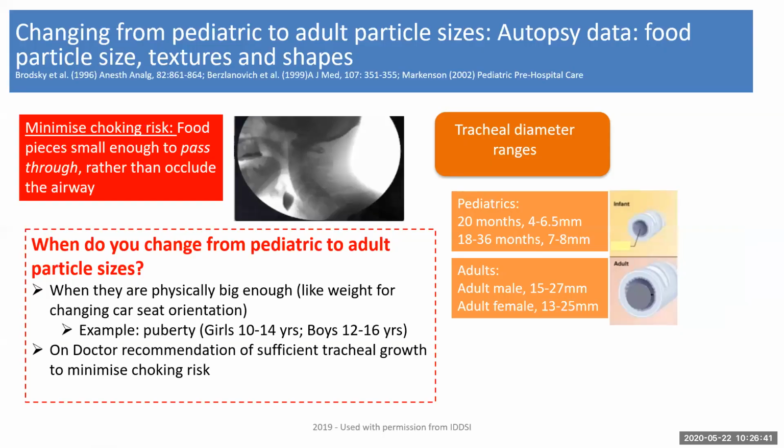And so we've included this slide from some autopsy data to show you the reasoning behind these various particle size assessments. The goal is always to provide food that is small enough that it will not fully block the airway if it accidentally ends up in the trachea. Adult airways are usually larger than about 15 millimeters, and in children, airways are usually larger than 8 millimeters.